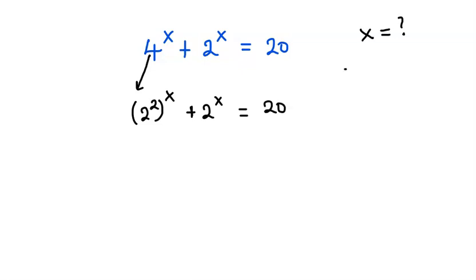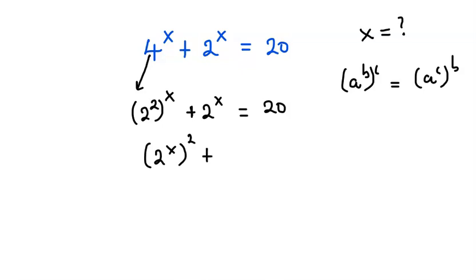Now let us make use of this property. We know that a to the power of b in brackets to the power of c, we can interchange the powers and we get a to the power of c in brackets to the power of b. So here this will become 2 to the power of x in brackets to the power of 2, then plus 2 to the power of x. So this is equal to 20.